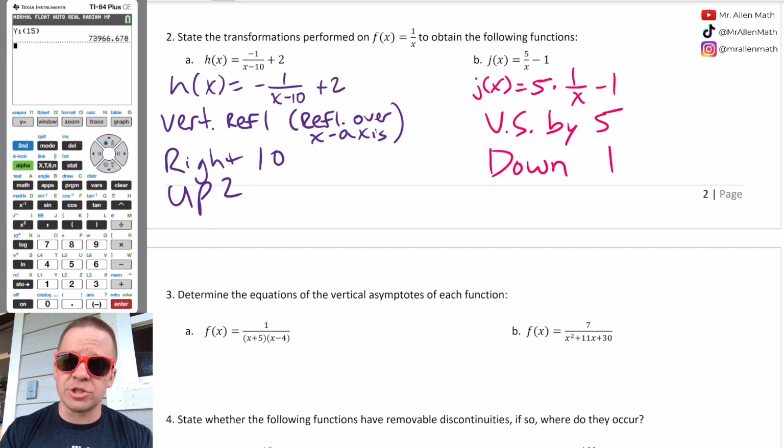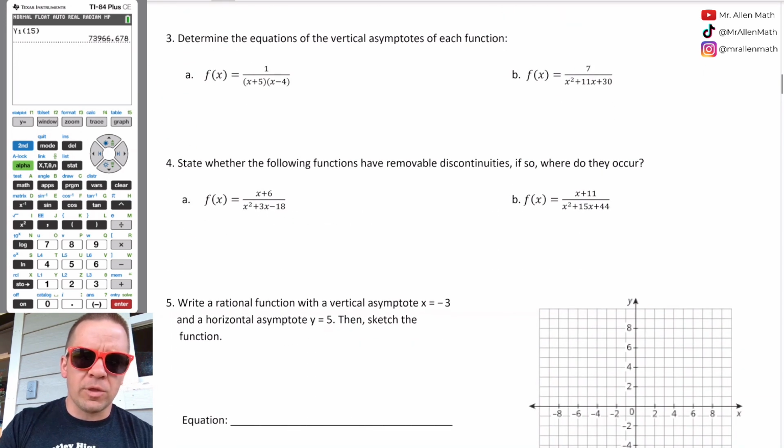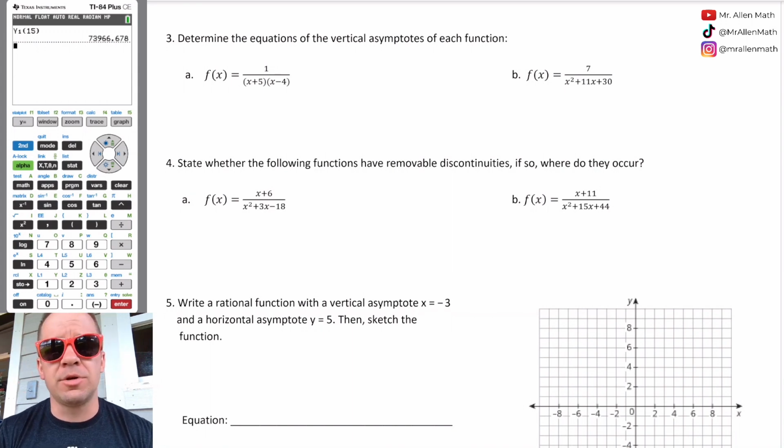So that's where the function would occur for those vertical or horizontal stretch or compressions. All right, next one here. We got: determine the equations of the vertical asymptotes for each function.